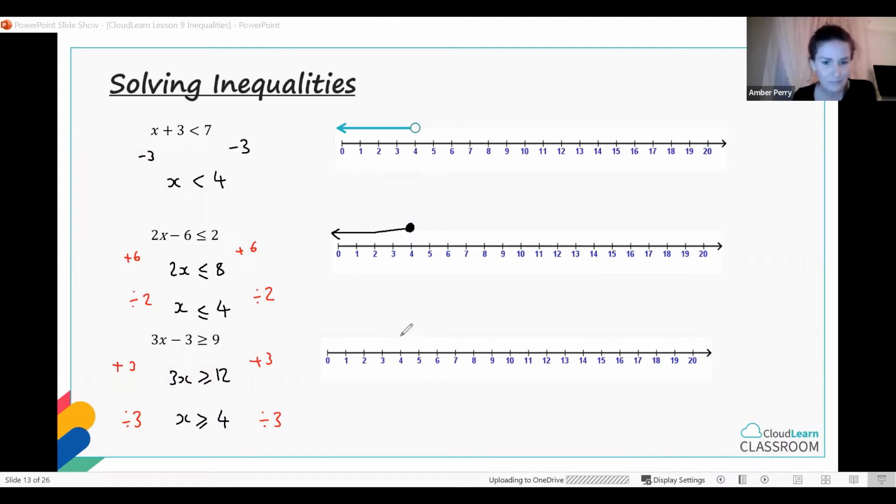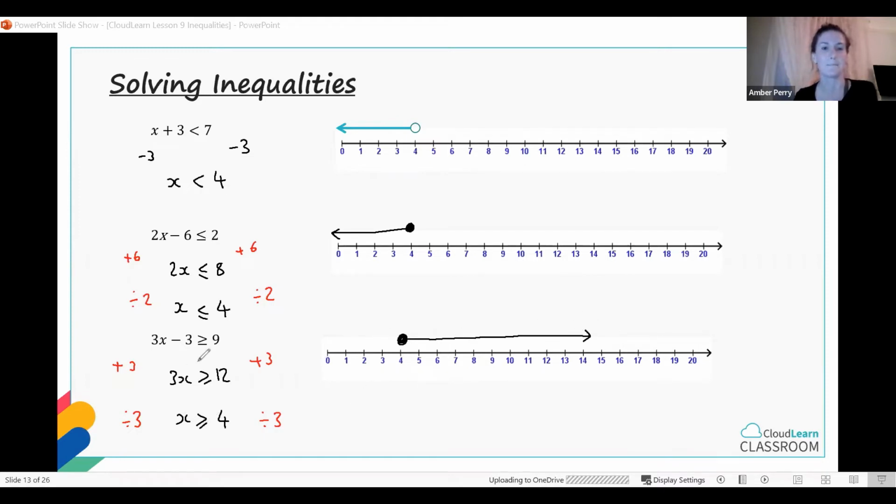So let's draw a circle. Let's colour it in because we have an or equals. And this time we want greater than. x is greater than 4. So we're going to draw our arrow in that direction. And as long as we put an arrow there to show that it just goes on forever.